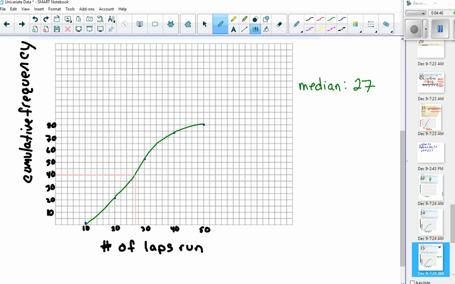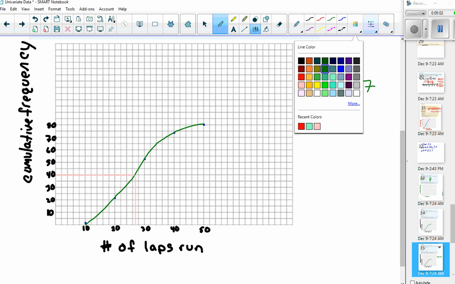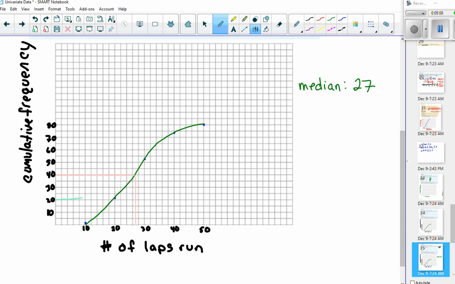They also wanted me to find the interquartile range. So if I need to find the interquartile range, what do I need to find? Q1, Q2. So Q1 is the bottom quarter of my data. So it's the half of the half. So if half my data was at 40, half of that then would be at 20. So I'm going to go ahead at 20, draw my line.